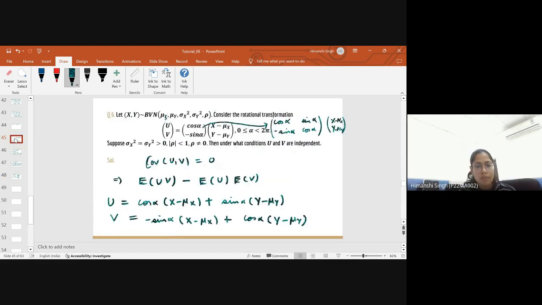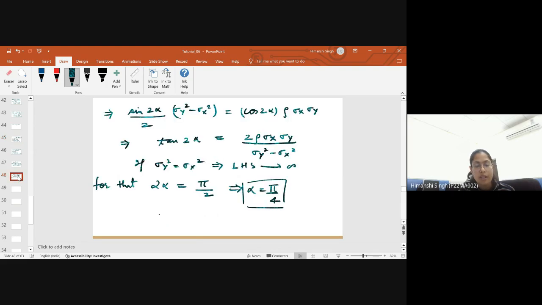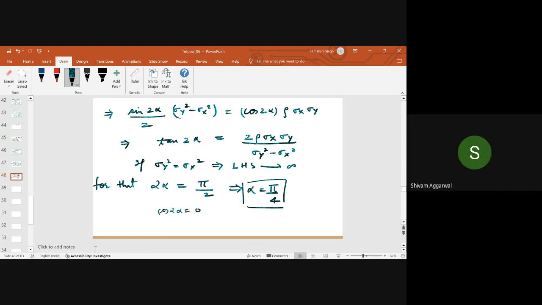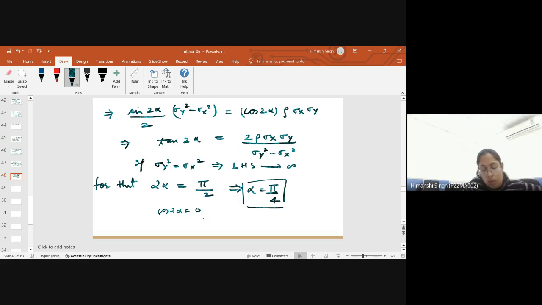Because mod rho is less than 1, rho cannot be 0. So in that case, what will hold is that cos 2 alpha is 0. Yes. We can check the values at which cos is 0. I think it will be pi by 2. I don't remember the exact values at which cos is 0.